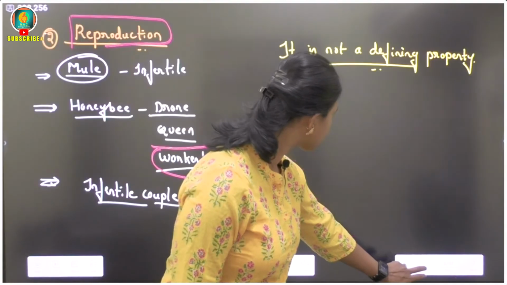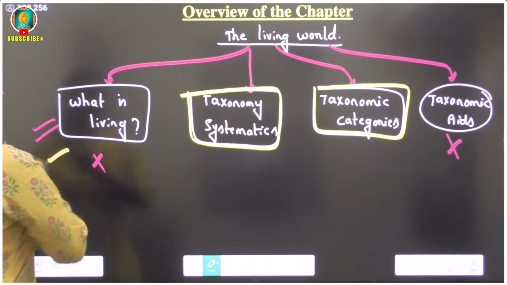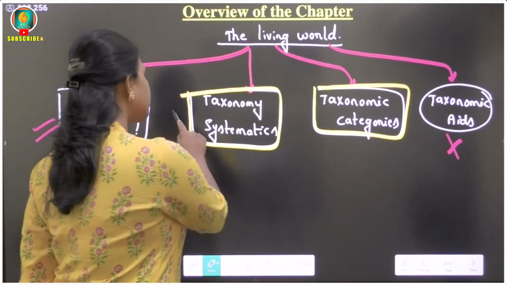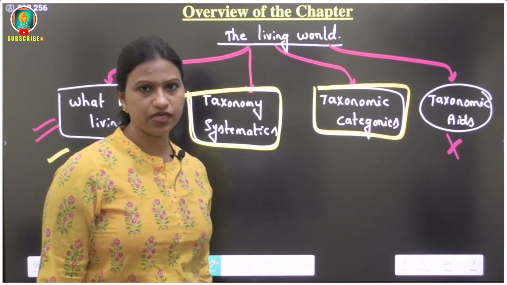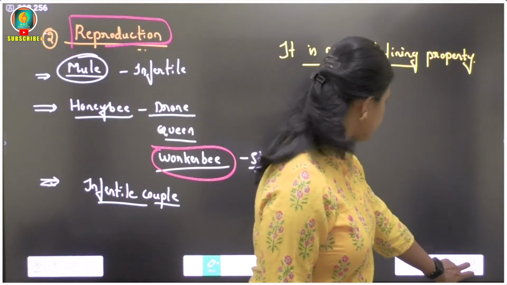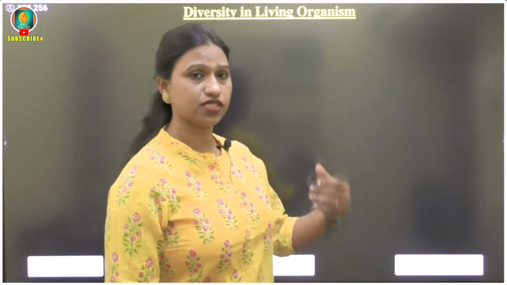So the first topic of this chapter, what was the first topic? What is living? We have completed. Correct. Actually, it was deleted, but a little bit we have understood. Now the main topic, we are entering into taxonomy and systematics. So once again, before entering that topic, NCERT is giving a few pieces of information about our biodiversity.